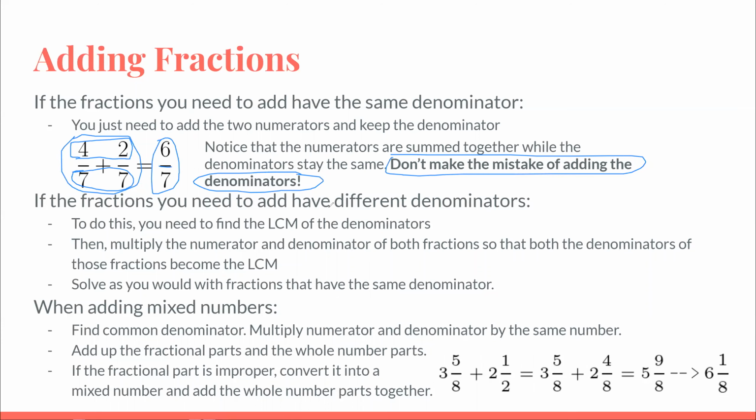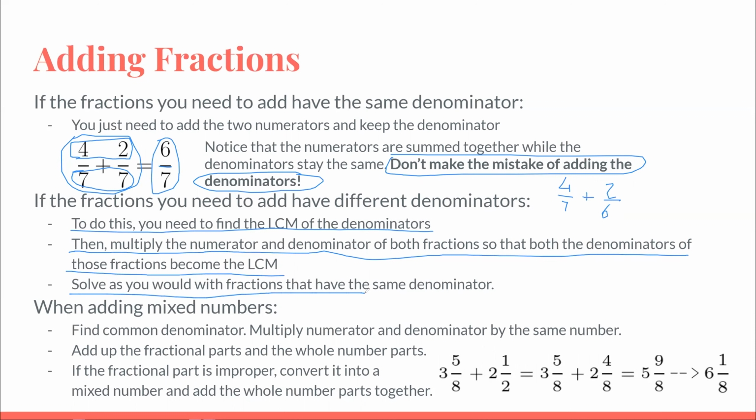If the fractions you need to add have different denominators, so in that case, if it was 4 upon 7 plus 2 over 6, to do this, you need to find the lowest common multiple, or LCM, of the denominators. Then multiply the numerator and denominator of both fractions so that both the denominators of those fractions become the lowest common multiple. Solve as you would with fractions that have the same denominator.